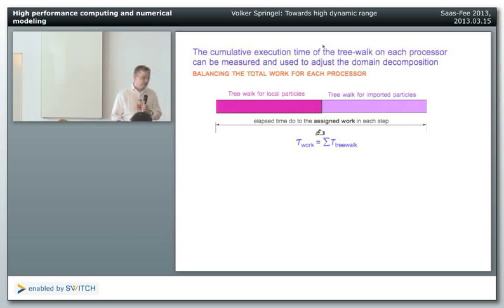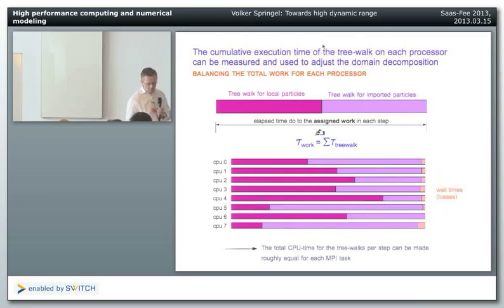And what the domain decomposition will do is try to make the sum of these two, the elapsed time for all the work that needs to be done, equal for all processes. Then you have a work balance, right? So this is the design that the code tries to achieve. And suppose it does that almost perfectly, like this.